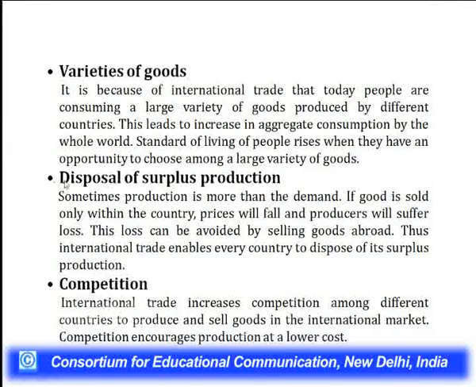Another advantage is regarding disposal of surplus production. If the production is more than the demand in the home country, and if the factory or the company sells its product only in the home country, it will have to sell it at a very low rate and it will have to suffer losses. But if it sells the surplus output in other countries at genuine rates, it gets profits. So it becomes profitable to dispose of the surplus production because of international trade.